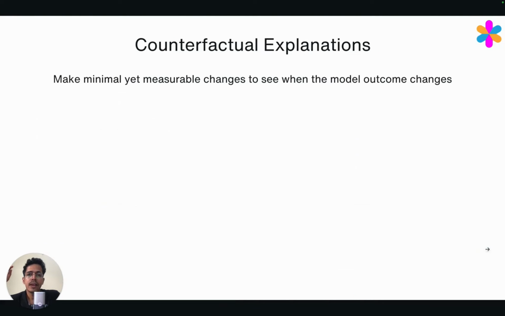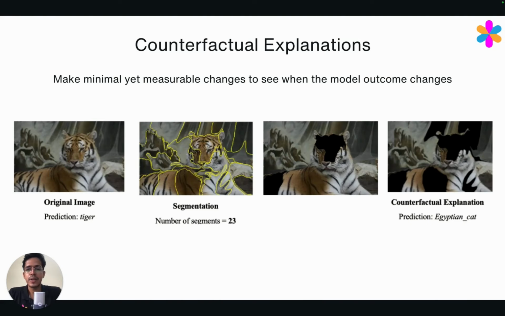And another powerful technique is called counterfactual explanations. You might have seen this somewhere. I'll show you. Here also the idea is to make small yet measurable changes to the data to see what kind of outcomes happen in the final prediction. To give an example, the original image is that of a tiger. It's predicted as a tiger.